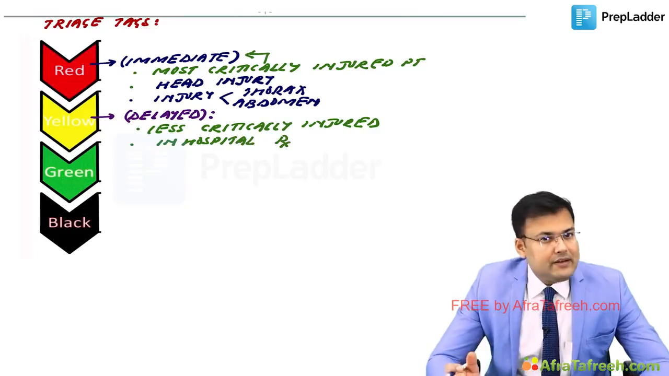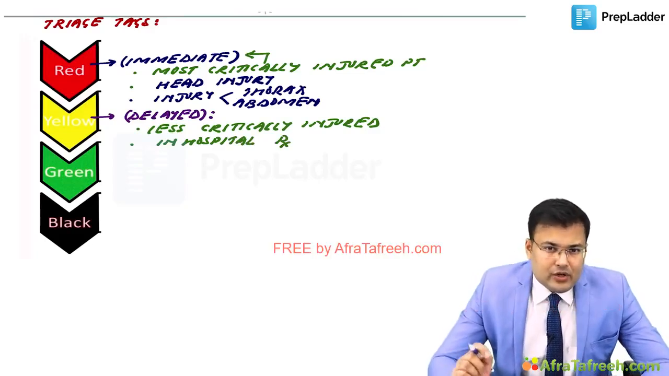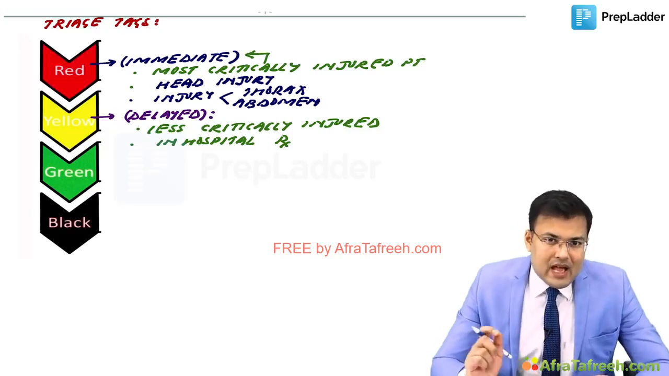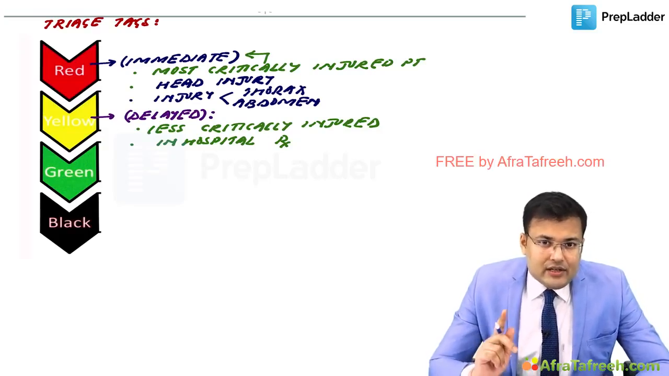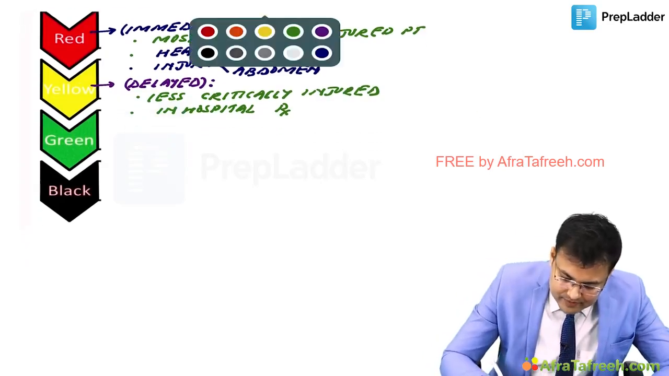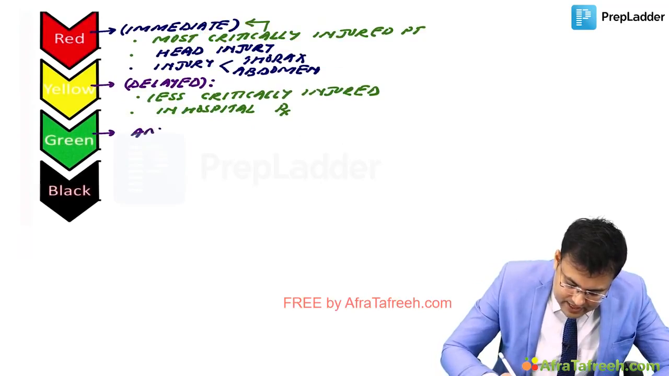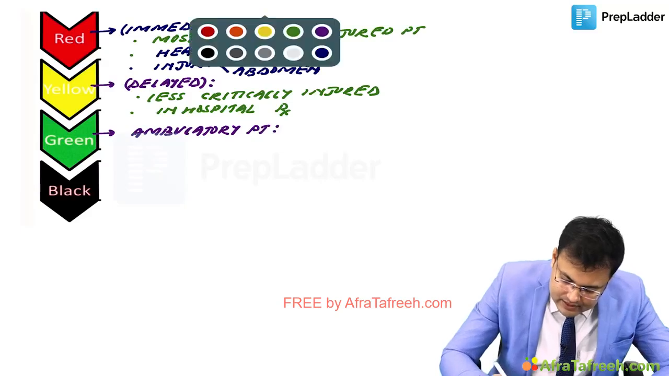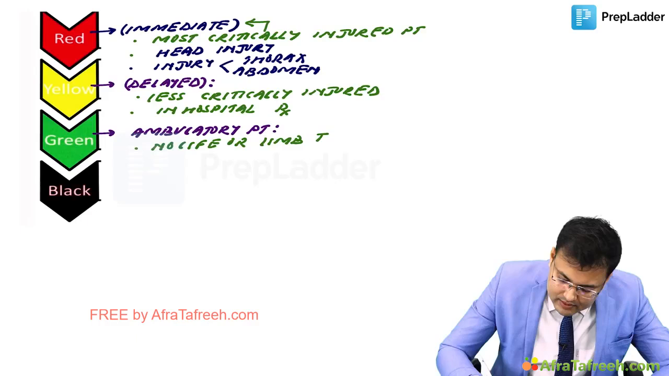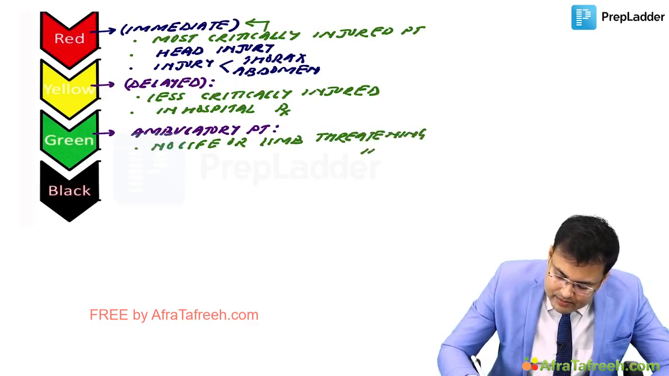Now the green color signifies that the patient is ambulatory. So here there is no severe life or limb threatening injury. Green means ambulatory patient. Clear? And here there is no life or limb threatening injury.